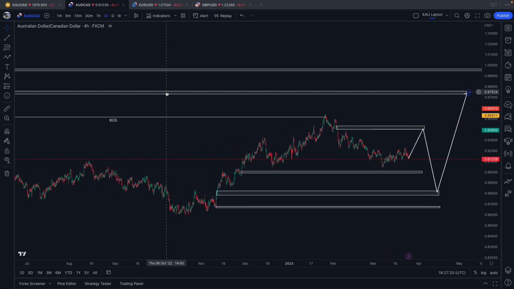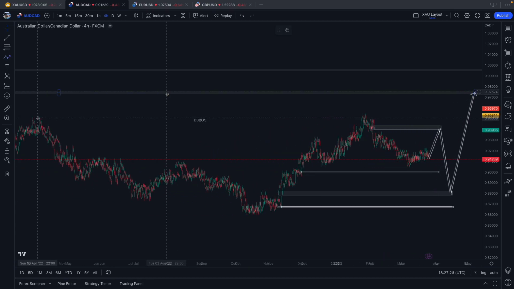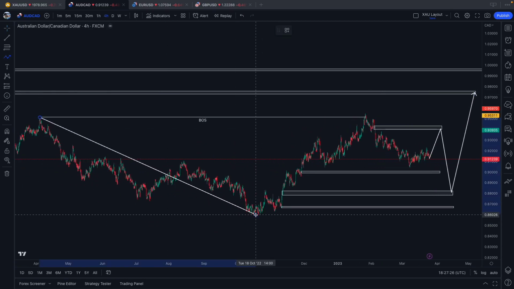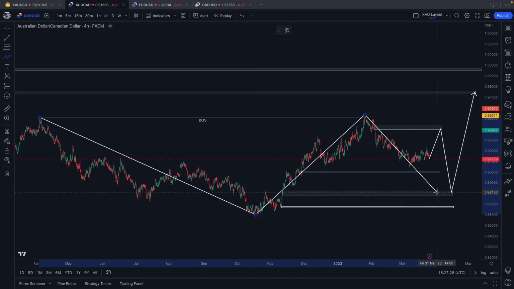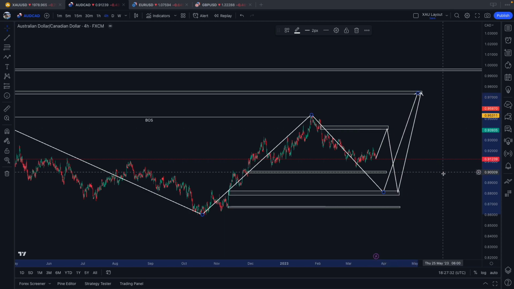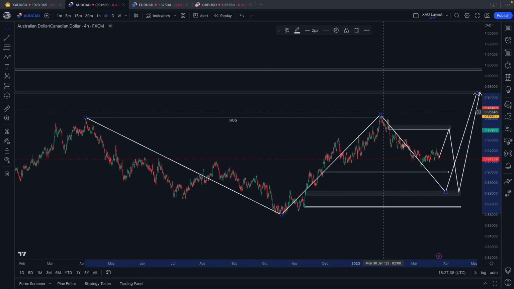So if I just get a path tool out, you'll be able to see. We've got a high, a low, a higher low, a higher high, and then we can expect price to probably come down, creating another higher low, and then go on to set another higher high. So that is clear bullish structure.